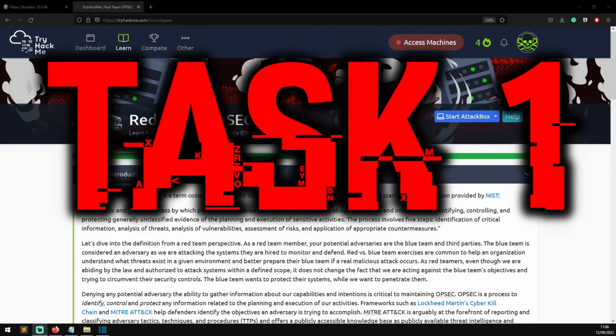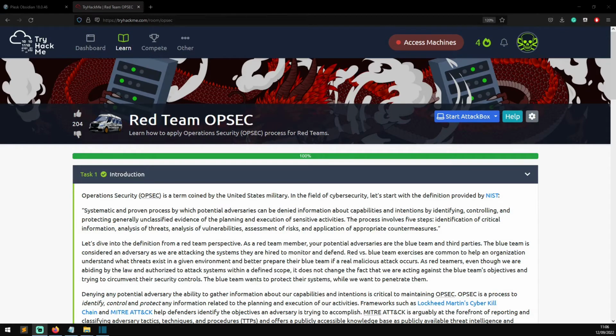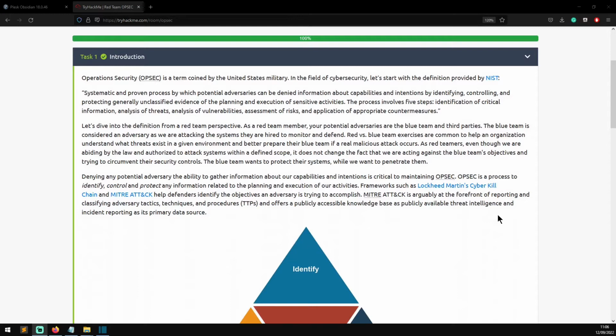Operation Security (OPSEC) is a term coined by the United States military. In the field of cybersecurity, let's start with the definition provided by NIST: a systematic and proven process by which potential adversaries can be denied information about capabilities and intentions by identifying, controlling, and protecting generally unclassified evidence of the planning and execution of sensitive activities. That just didn't go well as a sentence for whatever reason. The process involves 5 steps: identification of critical information, analysis of threats, analysis of vulnerabilities, assessment of risks, and application of appropriate countermeasures. Let's dive into the definition from a red team perspective.